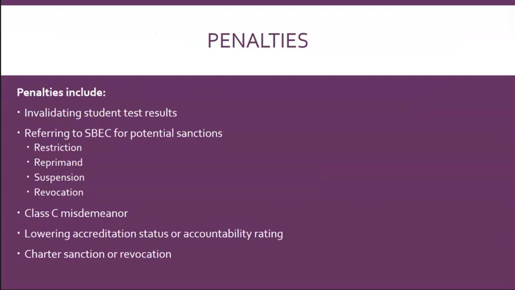Penalties for violation of test security and confidentiality can include, of course, invalidating the student's test results. And everything we talk about here is that we don't want anything put in place that is going to invalidate or hurt a student's results. So that's first and foremost. That's why irregularities are so important.